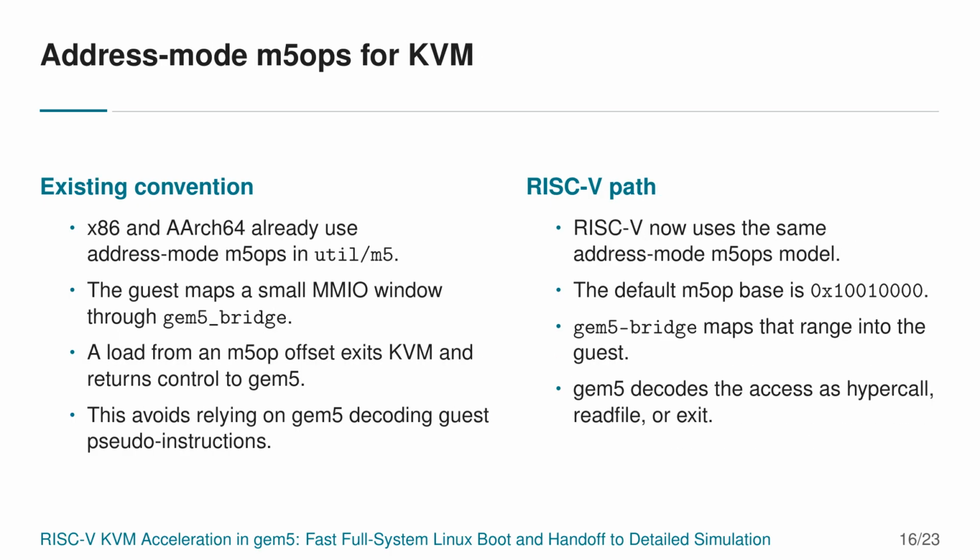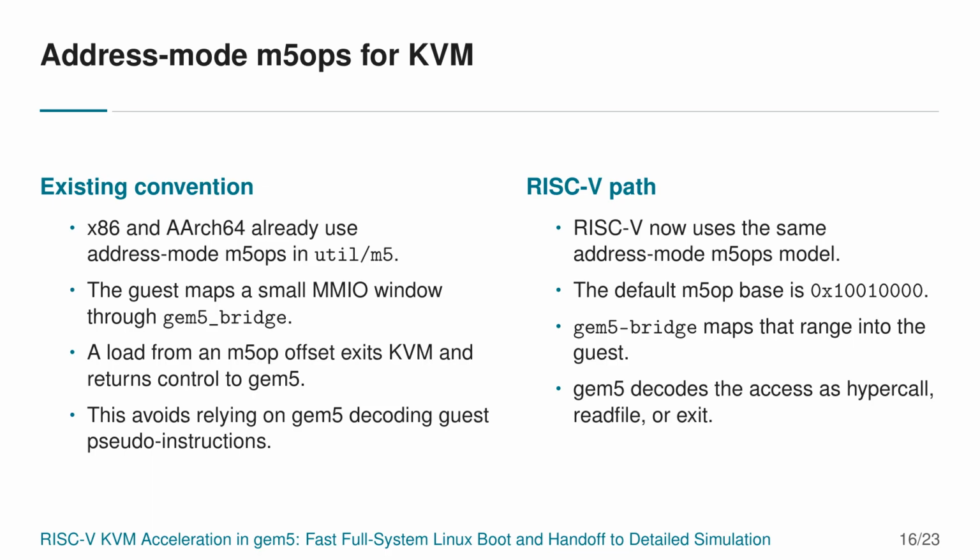For M5ops, we use the same address mode mechanism already used by other KVM-capable ISAs. x86 and ARM64 use address mode M5ops in util m5. The guest maps a small MMIO range through the gem5 bridge. A load from an M5op offset exits KVM back to gem5. This is the right mechanism for KVM because gem5 is not decoding every guest instruction while the host CPU is running the guest. So RISC-V now follows that model too.